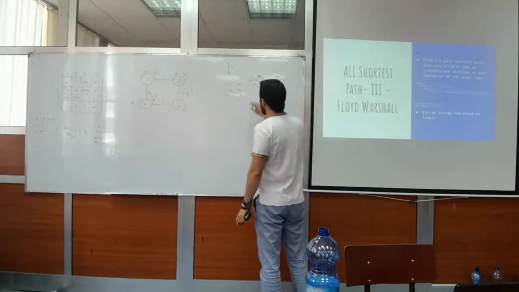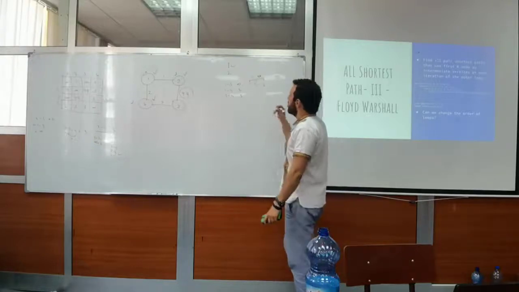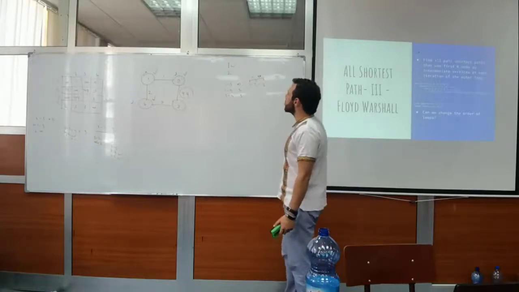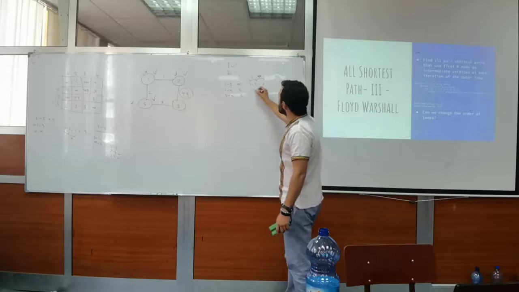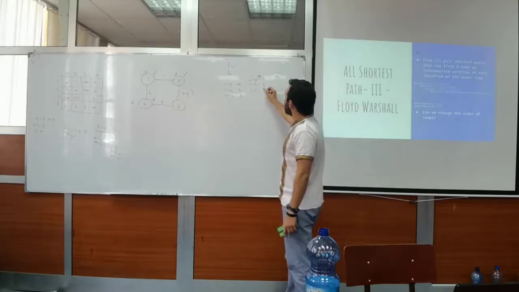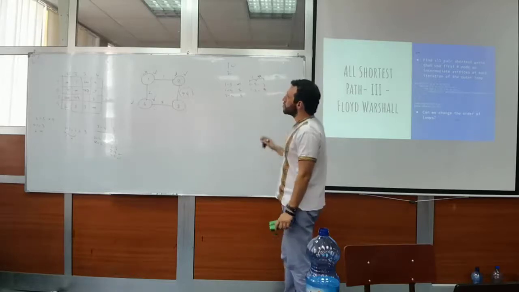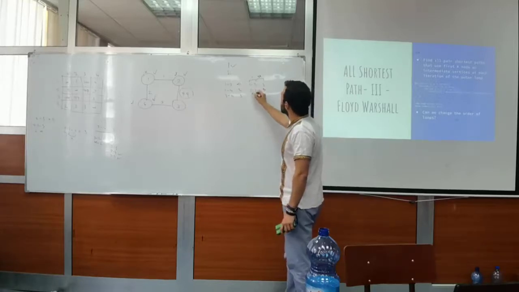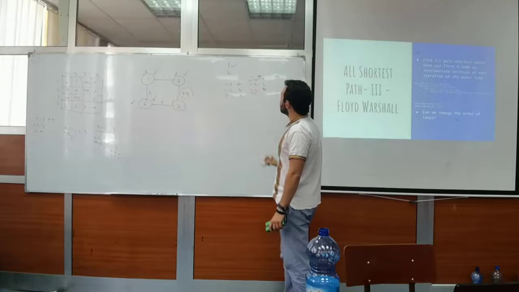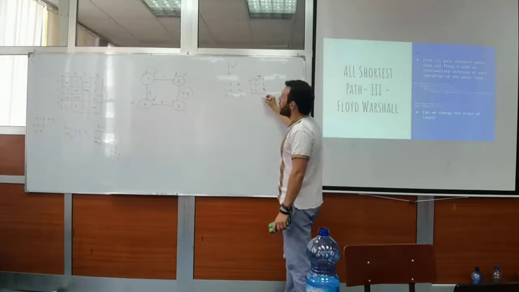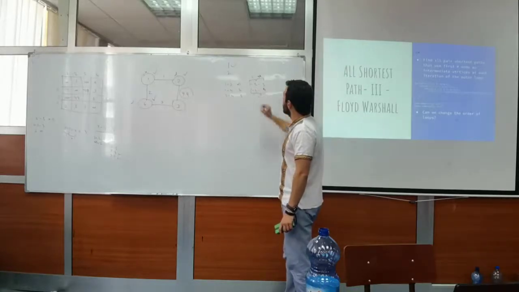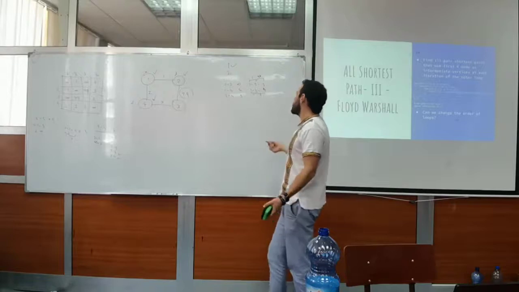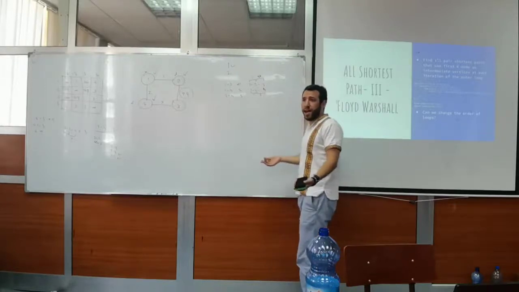So, let's continue with the second one. For 1, 4, the best known solution is 2. And now we consider whether 1, 2 plus 2, 4 is beating this or not. What is 1, 2? 1, 2 is 1. What is 2, 4? 3. So 4 couldn't beat 2, therefore I don't make any updates.